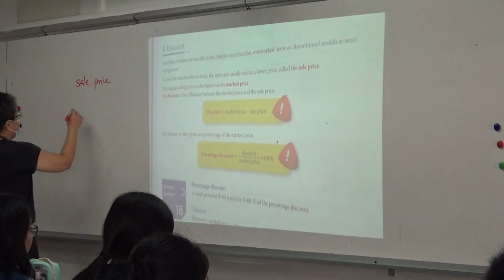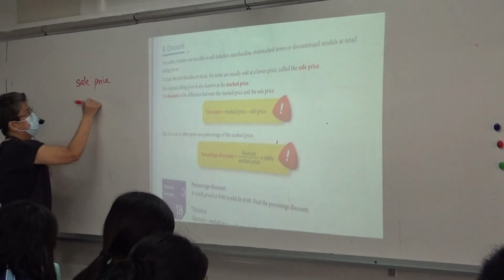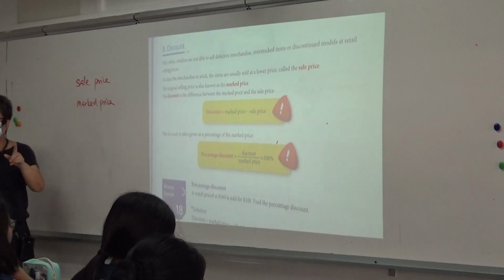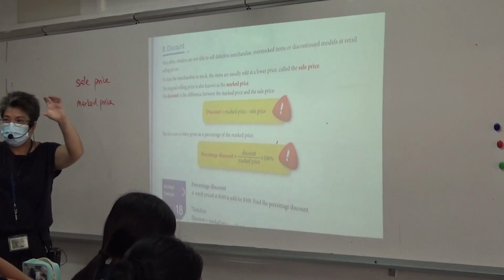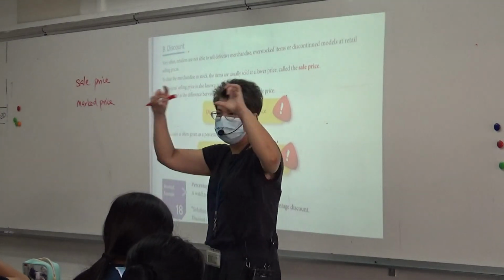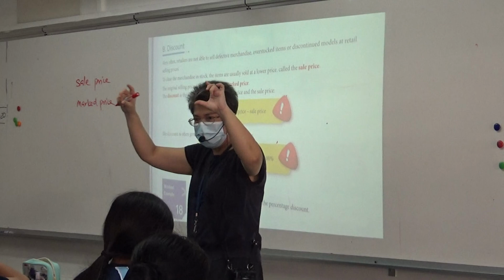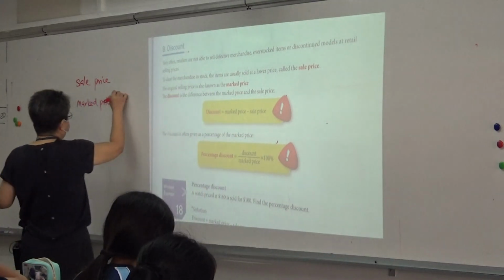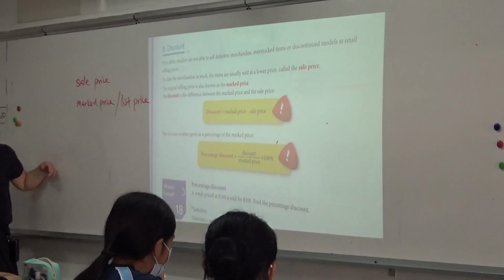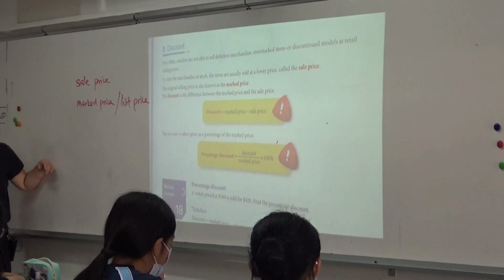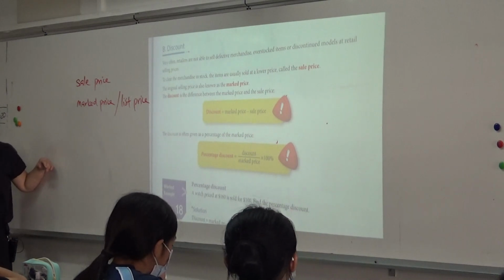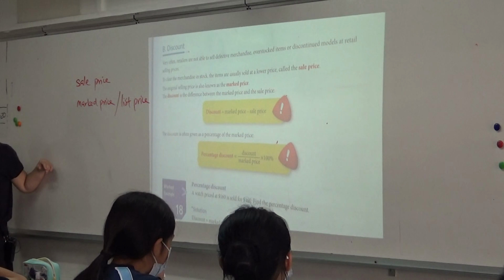Now, what do you mean by marked price? Marked price means the price is marked down there. Sometimes you go to the electrical shop, right? They will say this one is $450, they will put down there $450. Another word for marked price is also called list price. LIST. Listed down there. Understand? Marked price and list price is the same thing. It's listed down there. Clear?